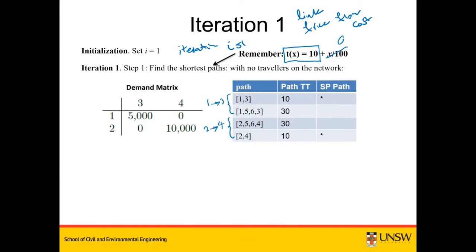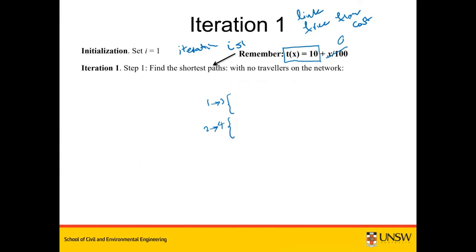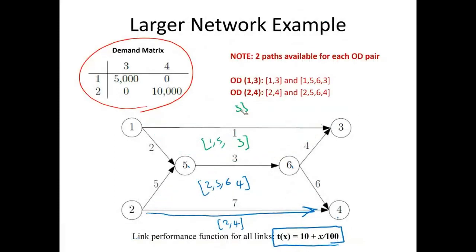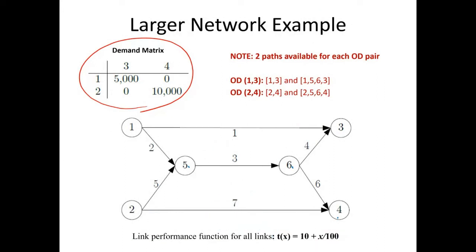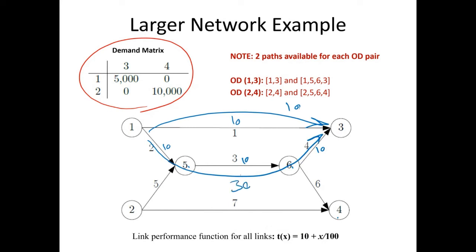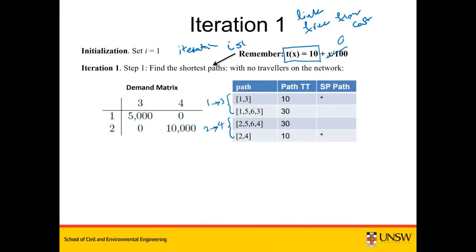Okay, so we had two paths for each of the ODs. And if we calculate the shortest path, again, let's have a look at the network here. Let me erase the things that I've written. So when the network is empty, this is the cost 10, cost 10, cost 10. So obviously this path will have a cost of 10, and this path will have a cost of 30, right? Because it has 10 plus 10 plus 10. So we'll have a cost of 10 for this path, 30 for the other path, and if you do the same thing for the other two paths for the other OD, you'll get 30 and 10.